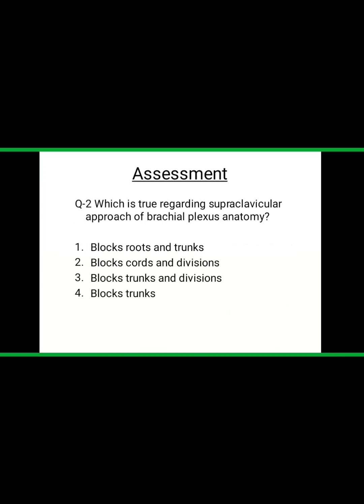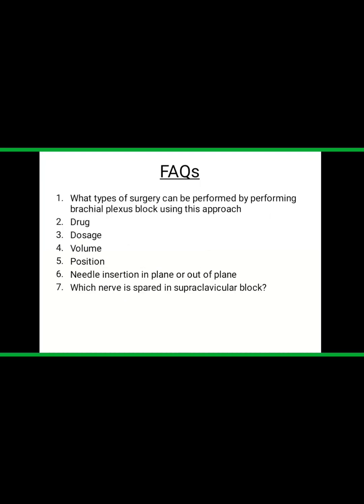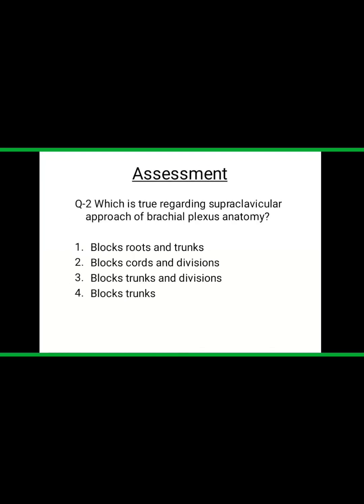Which is true regarding supraclavicular approach of brachial plexus anatomy? It blocks what? It blocks nerve roots and trunks, cords or divisions, trunks and divisions, or block trunks. It blocks trunks and divisions. Going back, the cords are blocked by the infraclavicular block. The roots are blocked by the interscalene, and the branches are blocked by the axillary brachial plexus block.